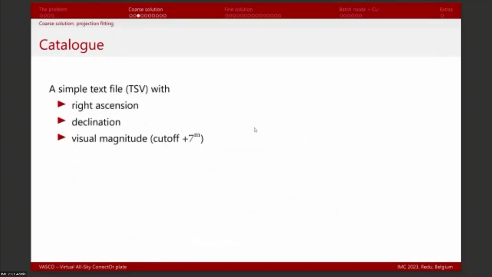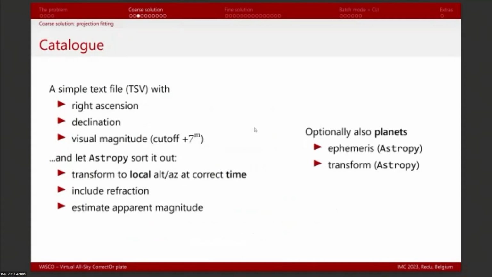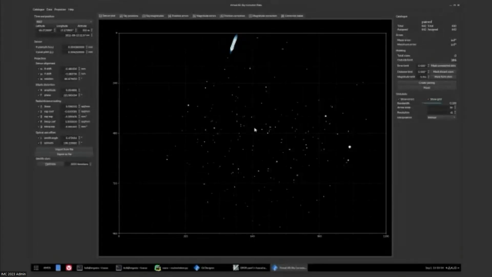As for the catalog, there are many of them available on the internet, so feel free to download whatever you like. For us, it is a simple text file with tab-separated values where we have equatorial coordinates of all the stars and their magnitudes. When this is finally gathered in our computer, we can let the library AstroPy sort it out. We can transform everything to local coordinates at the position of the observer at the correct time, include all sorts of effects. And optionally, we can also include planets because we see them in our videos. Again, AstroPy takes care of basically everything.